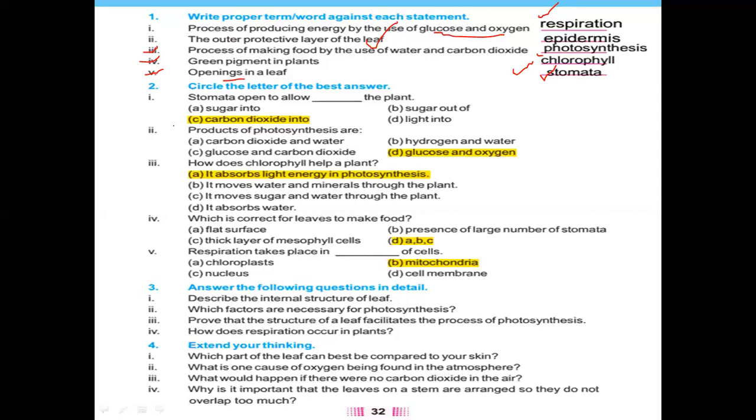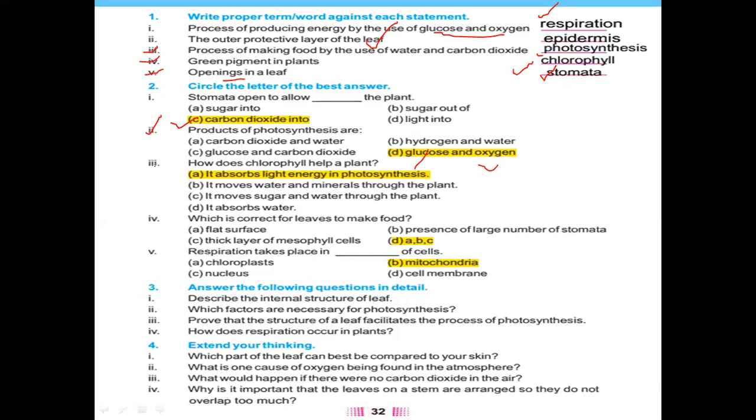Okay, the next one, choose the best answer. Stomata open to allow dash the plant. Stomata open to allow sugar into the plant? No. Sugar out? No. Light into? No, because light can be easily trapped by the upper epidermis and lower epidermis. So that is carbon dioxide. It is a gas. It needs stomata to go inside. Number 2, products of photosynthesis are, yes, well done, glucose and oxygen.